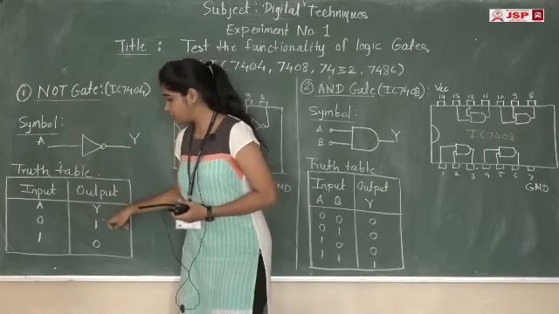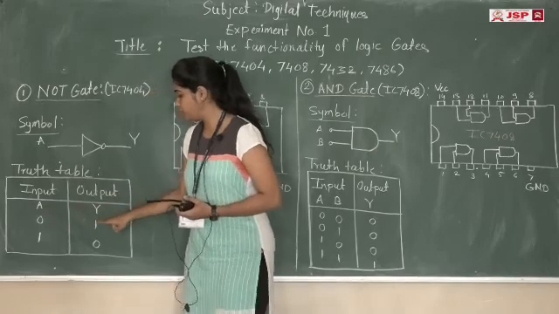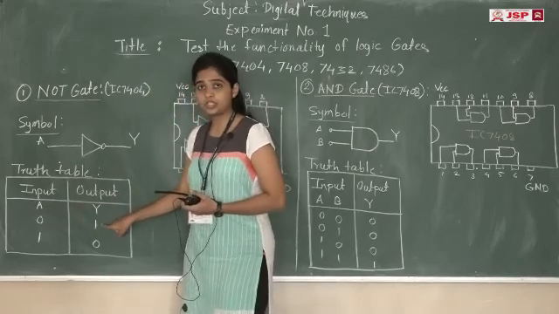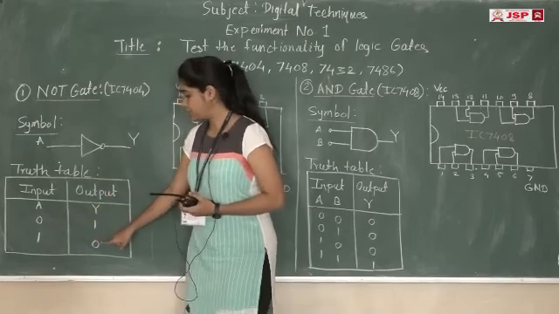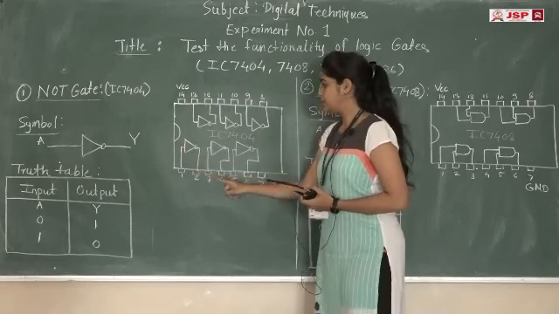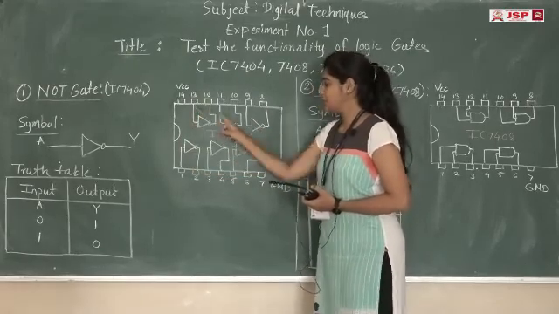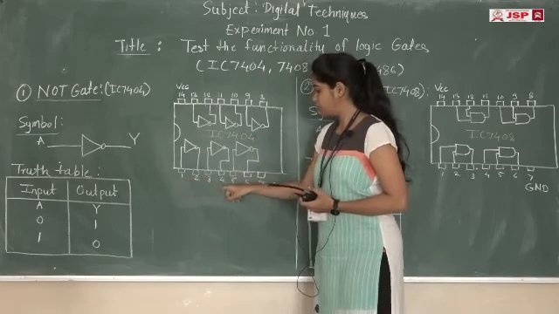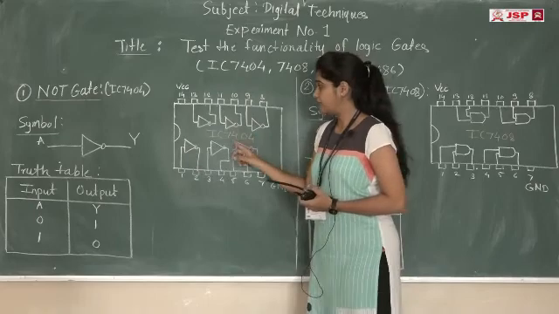So here is the truth table of this NOT gate. When we give 0 input, we get output 1. When we give 1 input, we get output 0. This is the internal structure of IC 7404. This is a 14 pin IC, from 1 to 14. 14 pins are present in this IC.